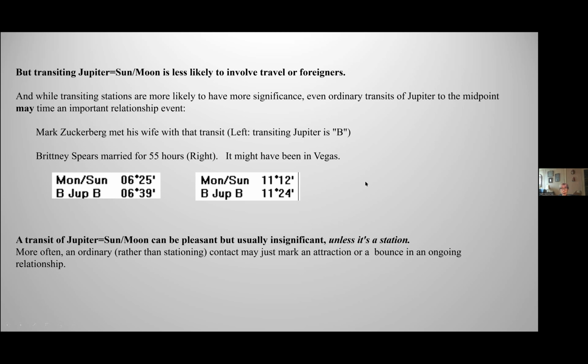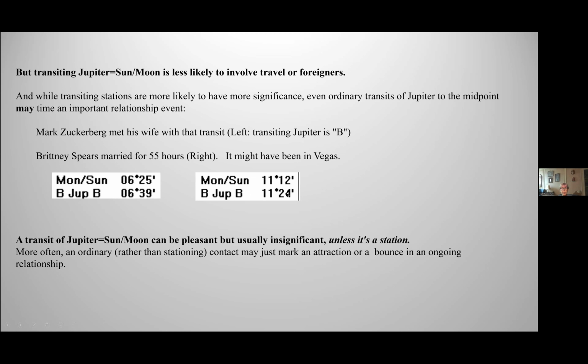Was it the only thing going on? I really doubt it. I don't think a transit, not a station, of Jupiter equals Sun Moon would result in a marriage. What I have seen, however, are Jupiter stations. People marry on a Jupiter station to the Sun Moon Midpoint. And Britney Spears, this was a short marriage.